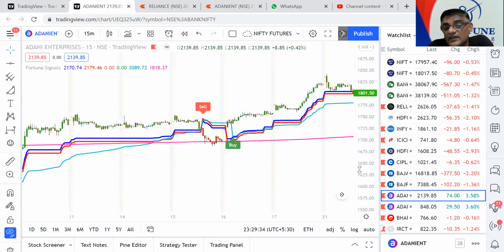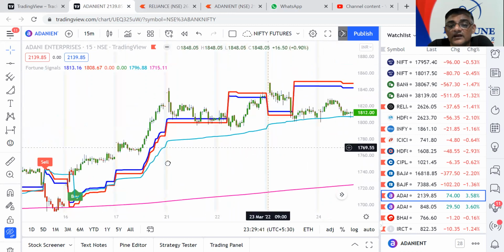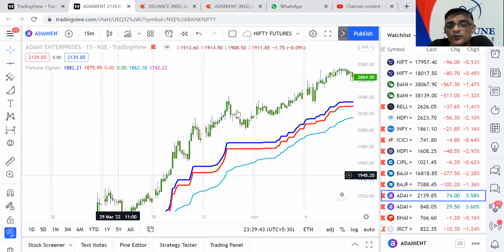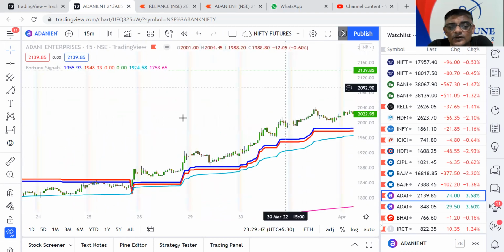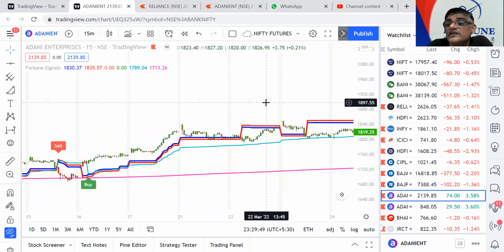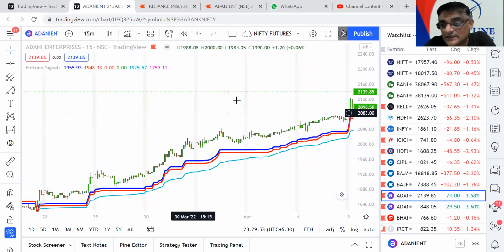This was the Anki Panky. And again, it took the support from my Shakti, which is the pink color line. And from there, it has given a solid move of 500 points without any issues. Once you buy, you can simply sleep till it gives the genuine sell.